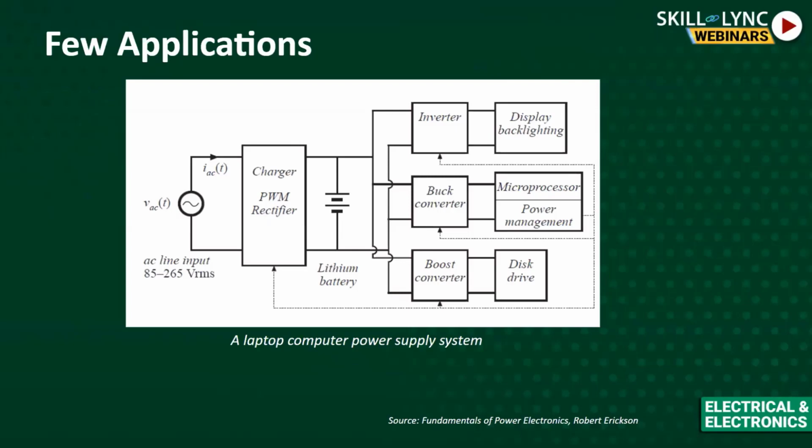And then for other requirements, for the microprocessor and power management, you use a buck converter. And then for disk drives, you need a higher voltage, so you'll use a boost converter there, which is a DC-DC converter again. So this is a typical block diagram of the laptop computer power supply. So we'll see another example, another application.